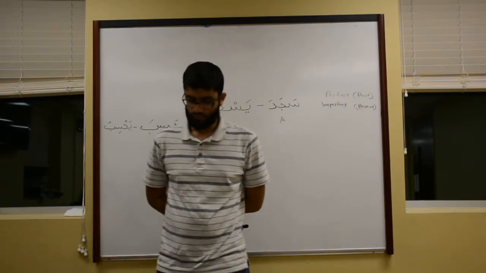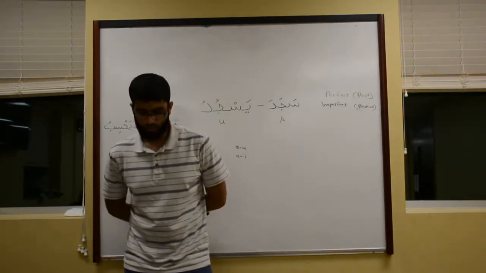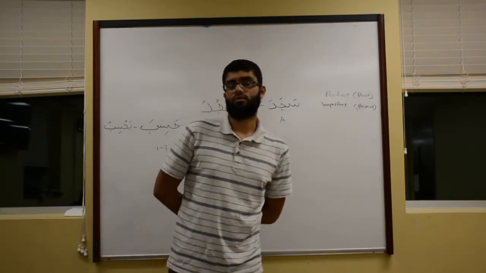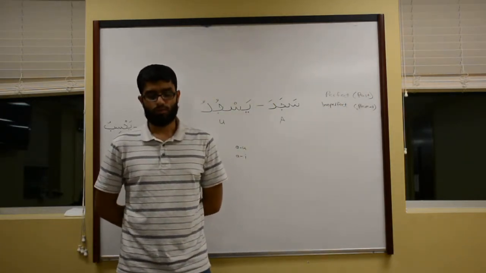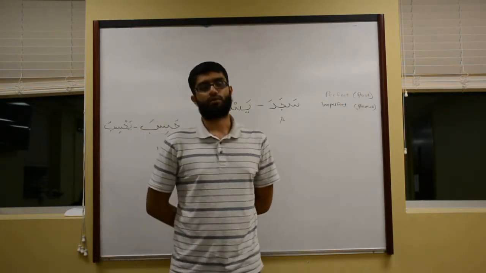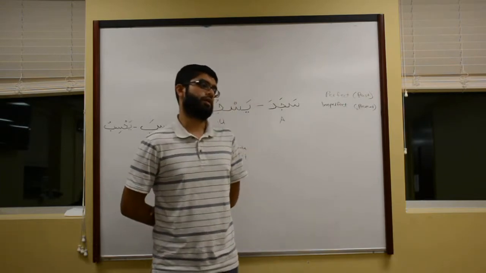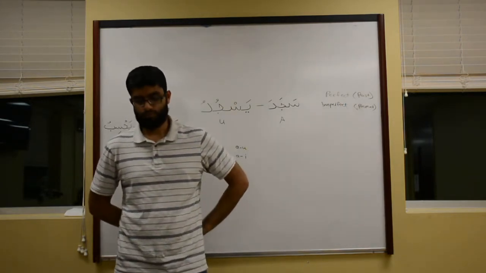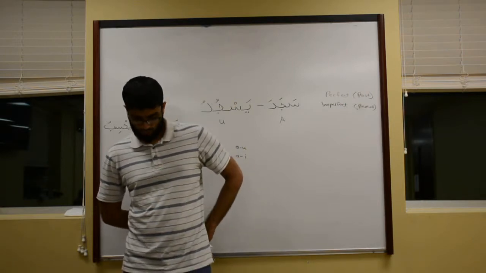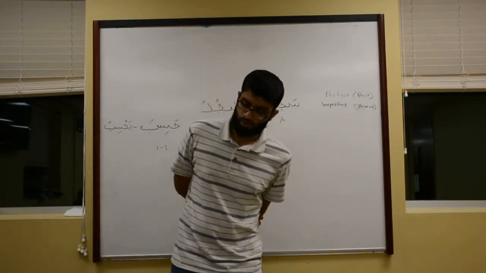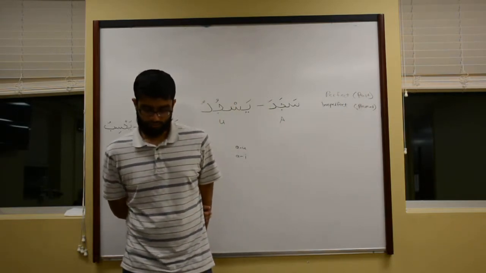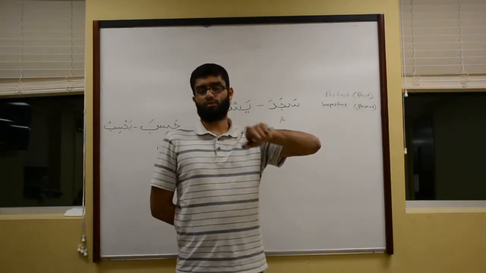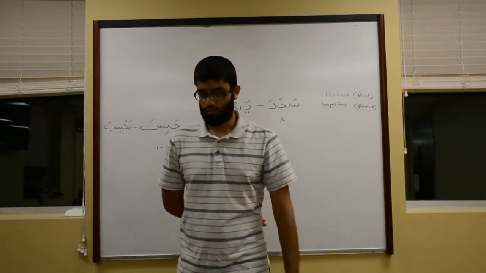Yazkuru, yazkurani, yazkuruna. Hiya tazkuru, huma tazkurani, hunna yazkurna. You switch to the ya. And then anta tazkuru, antuma tazkurani, antum tazkuruna. Anti tazkurina, antuma tazkurani, antunna tazkurna. Ana azkuru. Nahnu nazkuru. MashaAllah. Excellent.